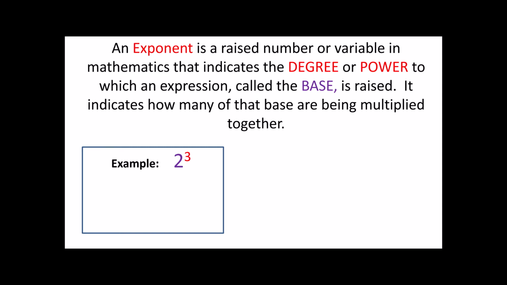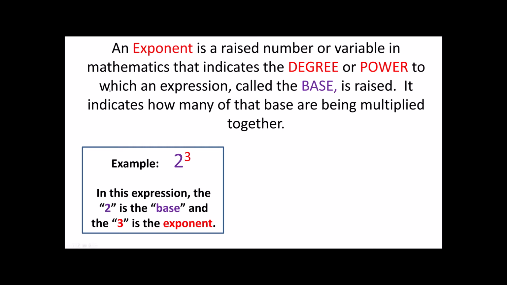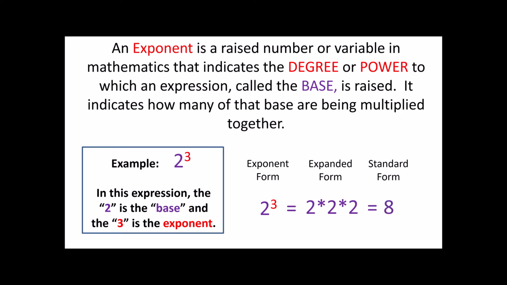If I have 2 to the third power, in this case the 2 is known as my base, the 3 is known as my exponent. Now, what does that mean? Well, the 3 tells me how many of the base are being multiplied together. So 2 to the third in exponent form could be written out in expanded form as 2 times 2 times 2. And of course, hopefully we know that 2 times 2 is 4 and 4 times 2 is 8, which is the standard form in which we typically would write a number.